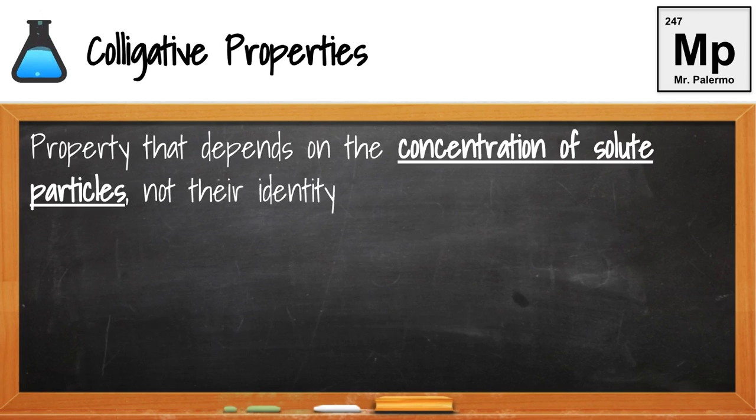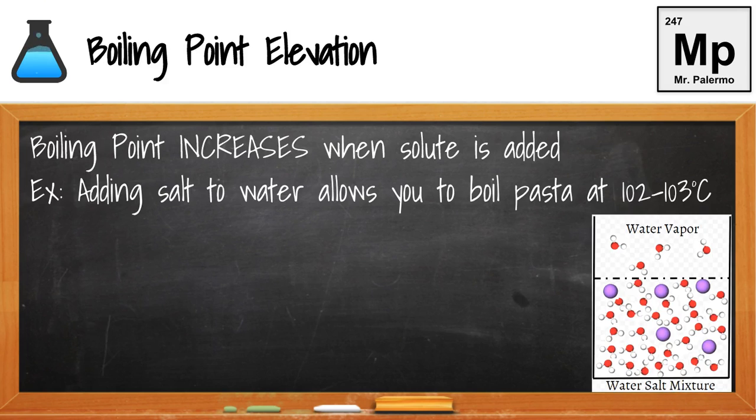And so we're going to look at something called colligative properties in this lesson. These are properties that depend upon the concentration of our solute particles and actually not their identity. And so we'll look at two colligative properties. The first one's going to be something called boiling point elevation. When we look at the word elevate, that means to increase.